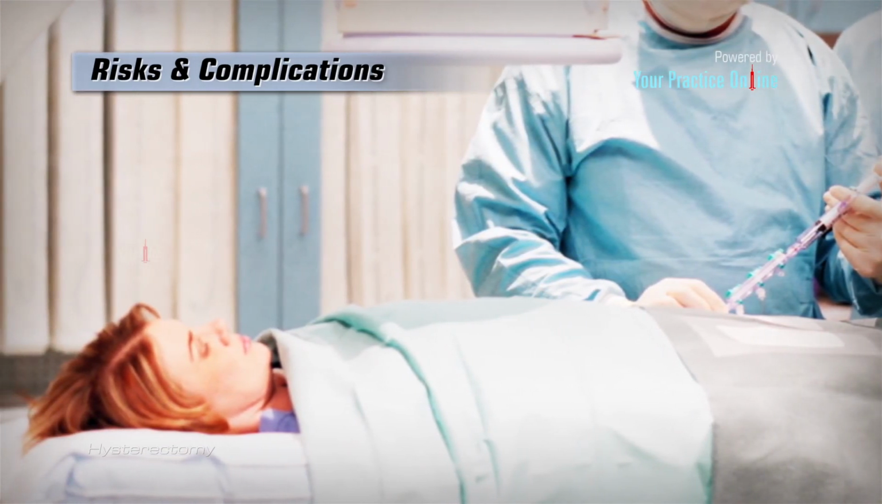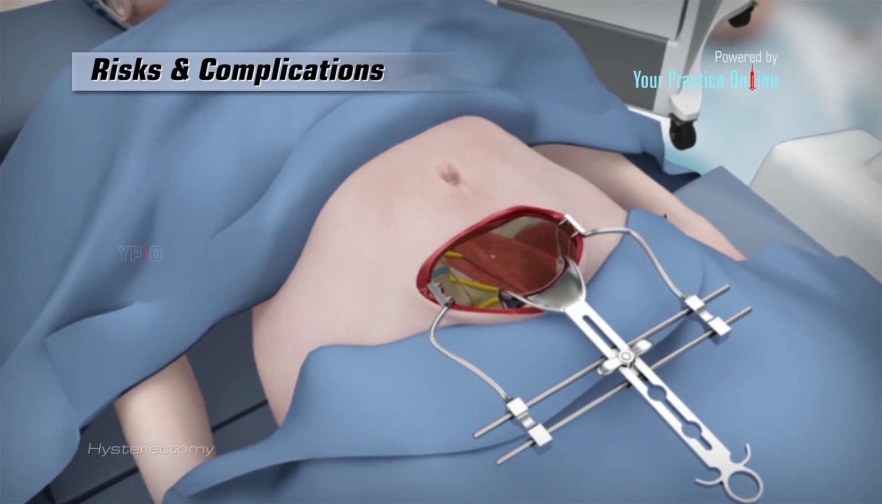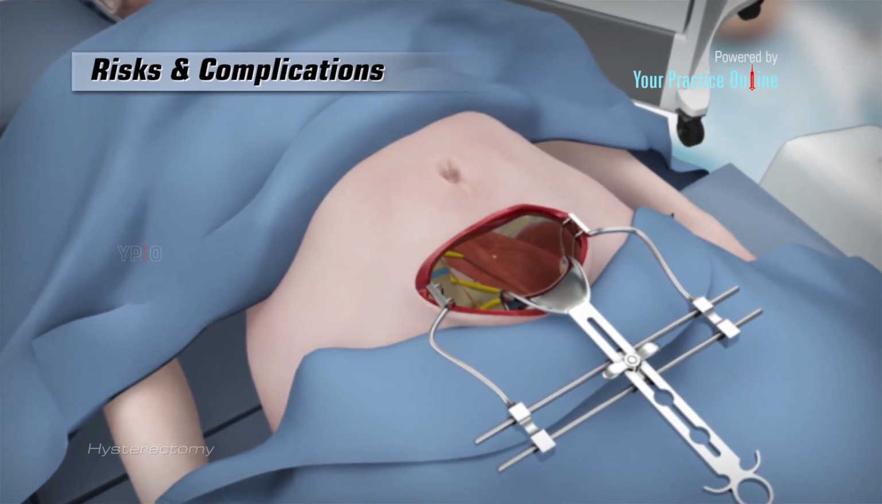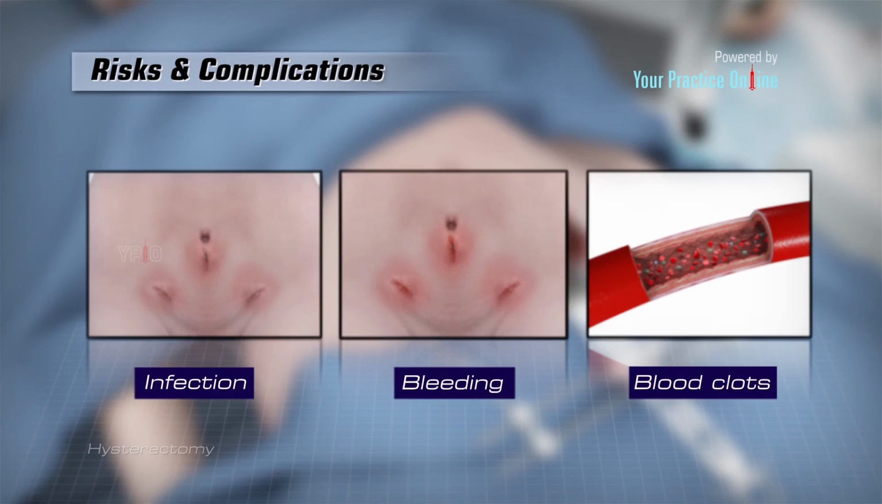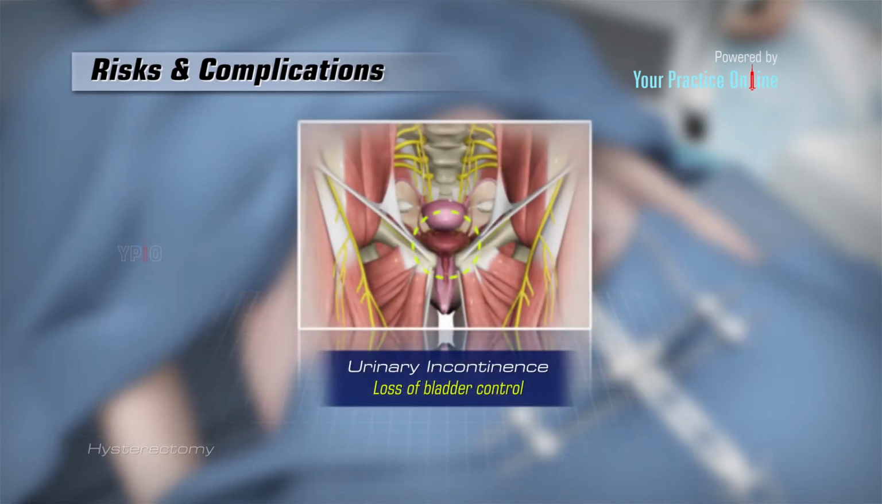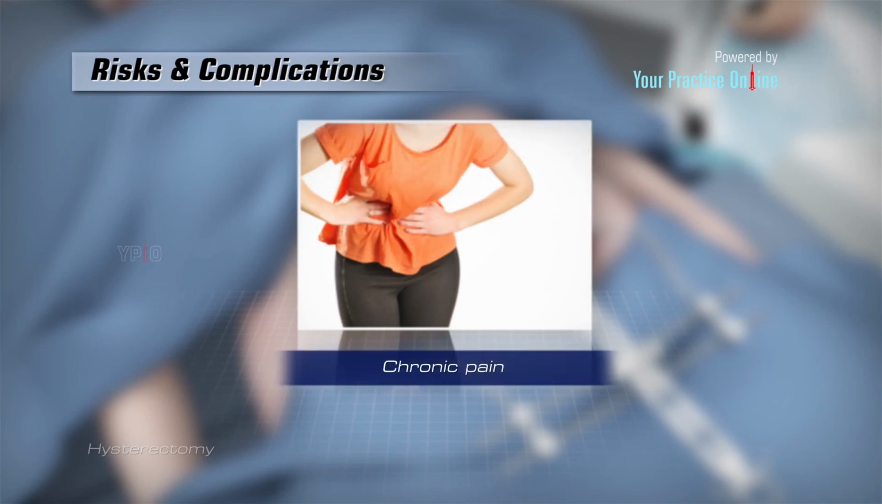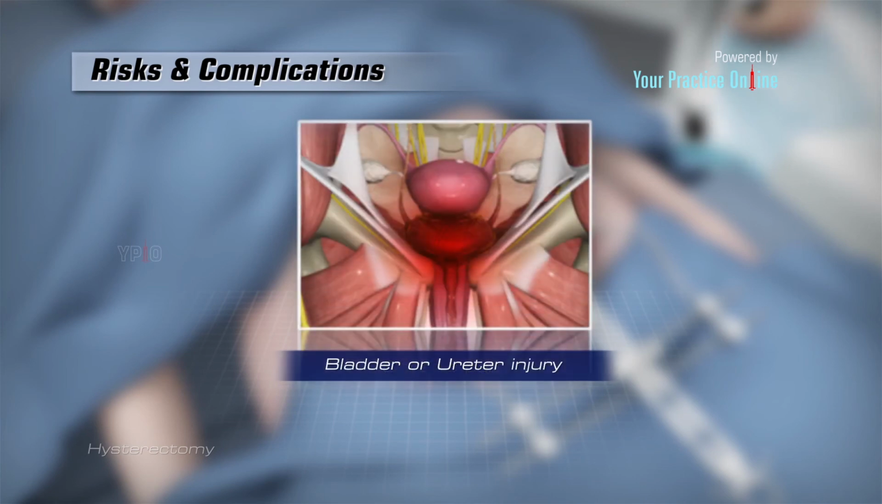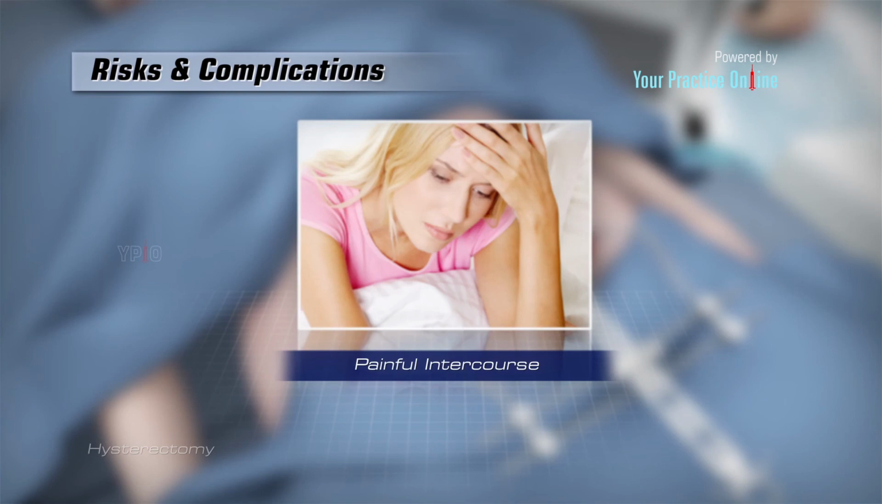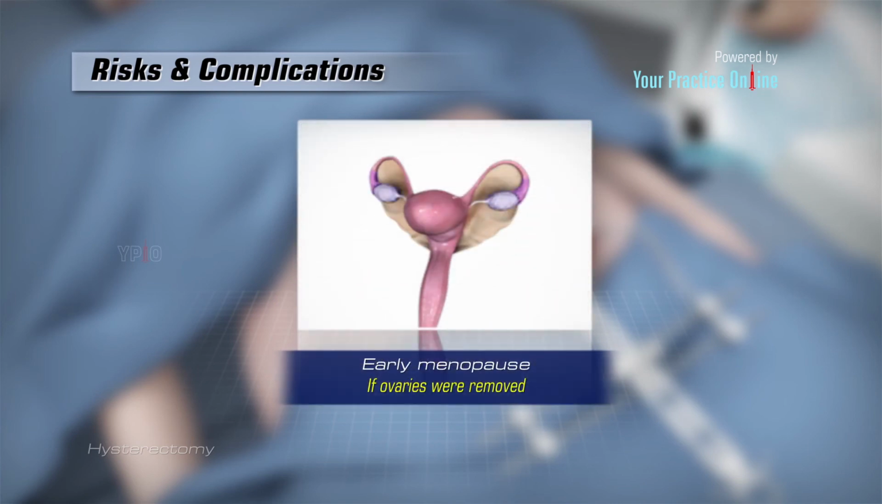However, risks and complications associated with hysterectomy surgery can include the following: infection, bleeding, blood clots, urinary incontinence, loss of bladder control, vaginal prolapse, a condition in which the vagina protrudes from the vaginal opening, chronic pain, bladder or ureter injury, painful intercourse, early menopause if ovaries were removed.